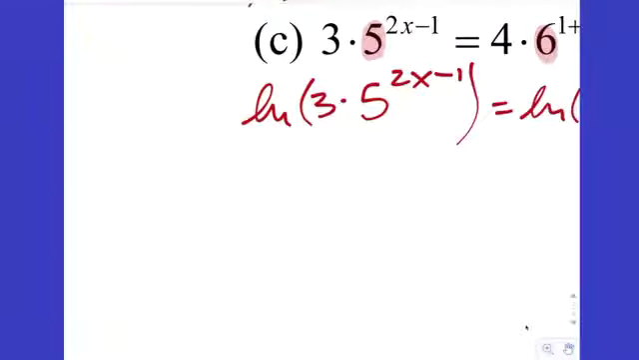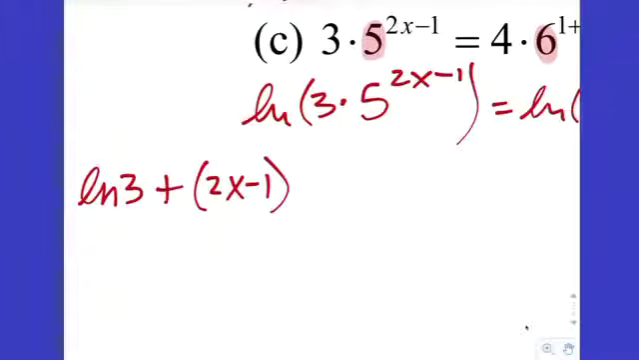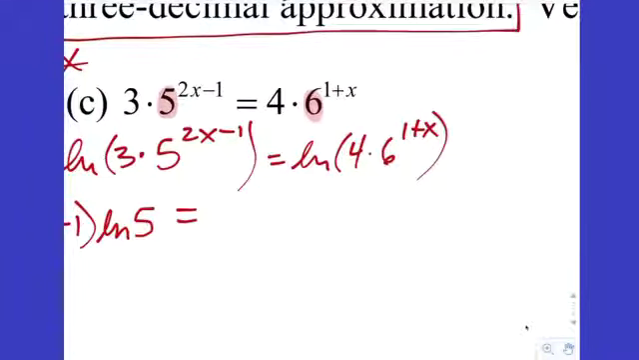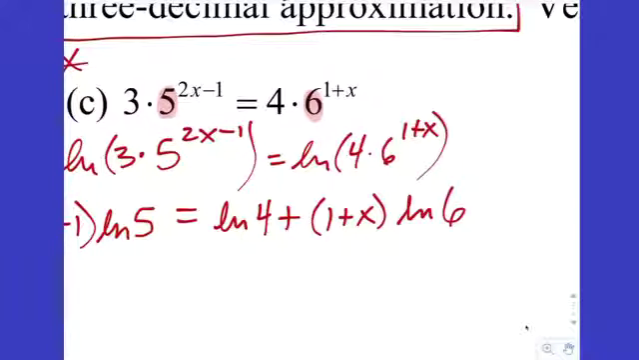If you expand the left side, you have 2 factors, so you'll have 2 terms. And then the exponent 2x minus 1 will slide out front. So it becomes the natural log of 3 plus the quantity 2x minus 1 times the natural log of 5. So hopefully you can do that now in one step, and you don't have to animate bringing the exponent to the front. Equals, very similarly on the right-hand side, the natural log of 4 plus the quantity 1 plus x times the natural log of 6. Everyone good with that?